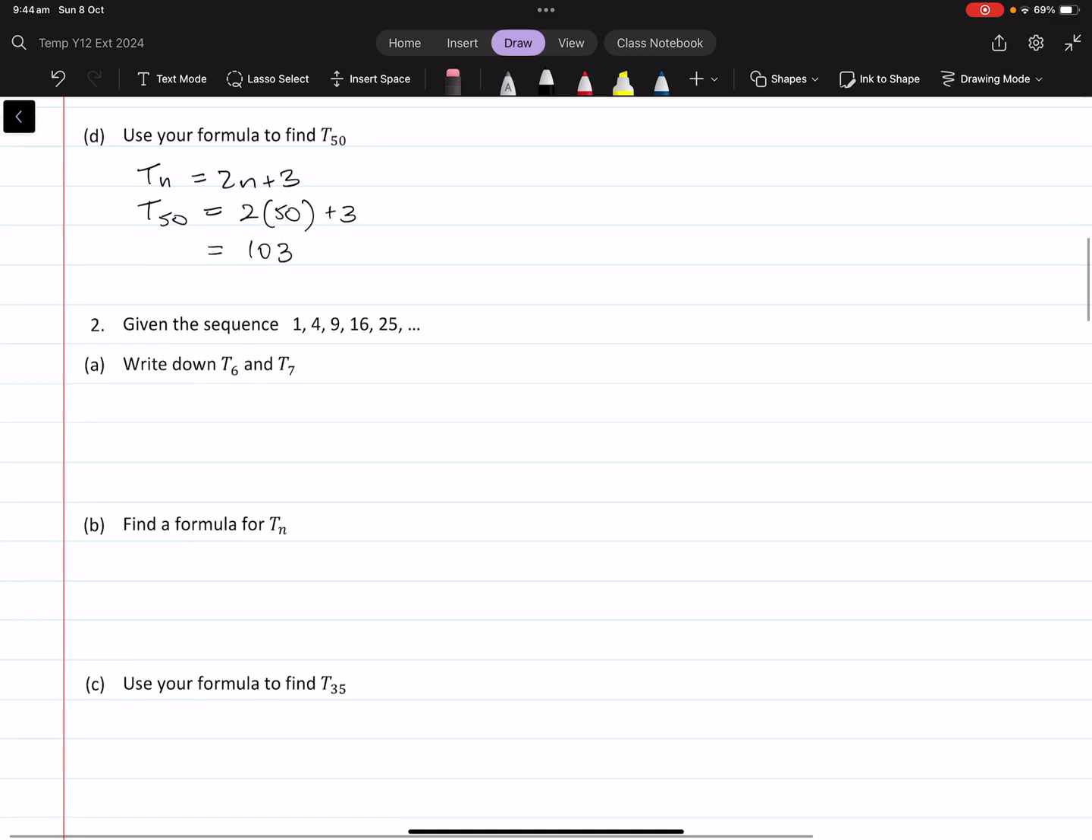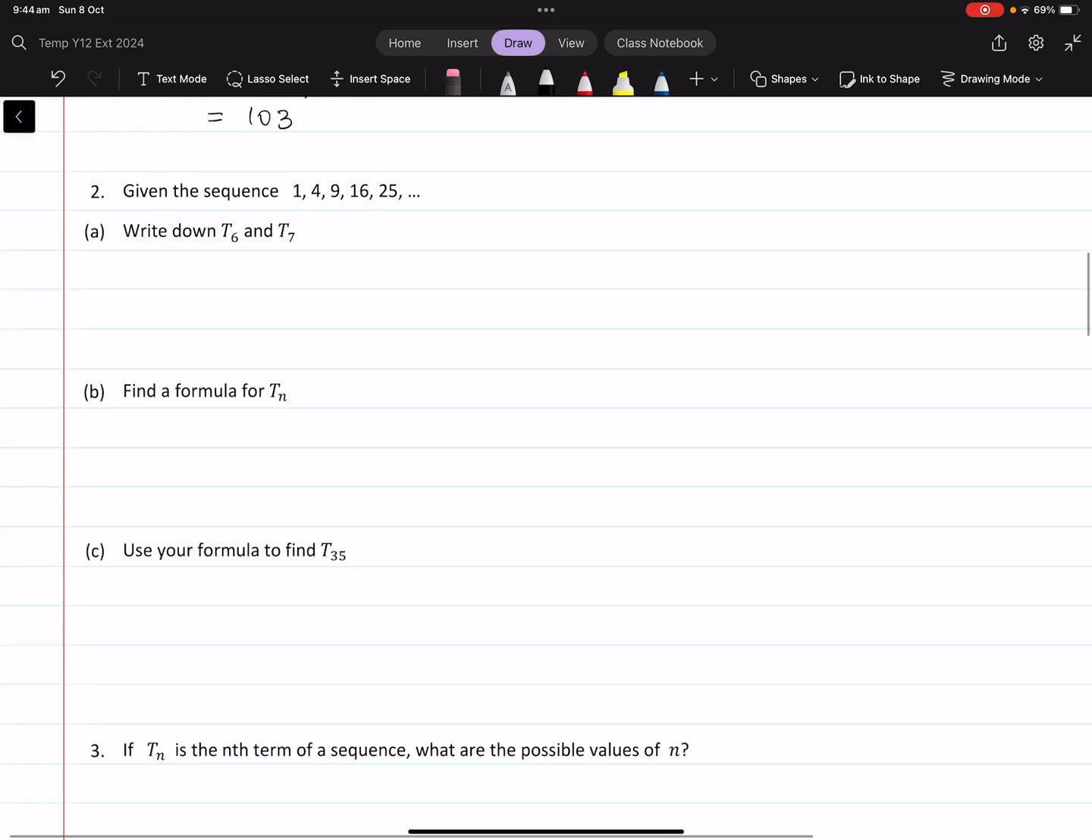Example 2. Given the sequence 1, 4, 9, 16, 25, comma, dot, dot, dot, write down terms 6 and 7. So the next term will be the 6th term. Hopefully you can see the pattern. It's going to be 6 squared, so 36. And term 7 is going to be 7 squared, so 49. That's just by looking at what we think that pattern might be. So you can see there that Tn is equal to n squared. It's the square of that n value.